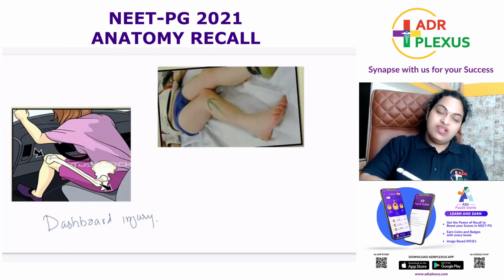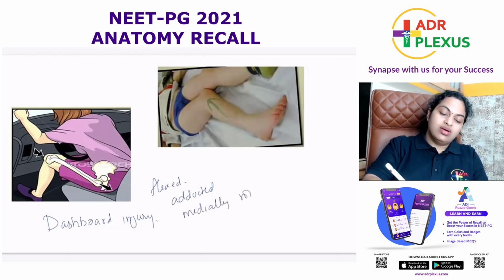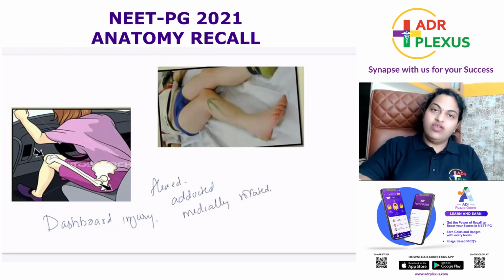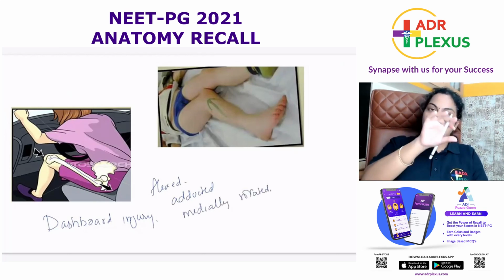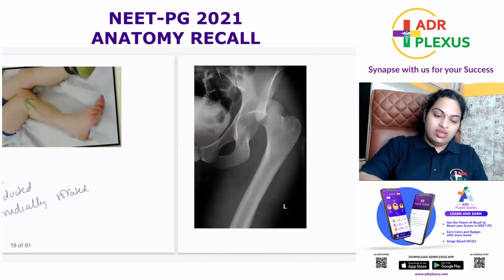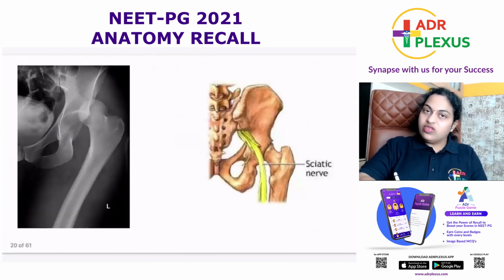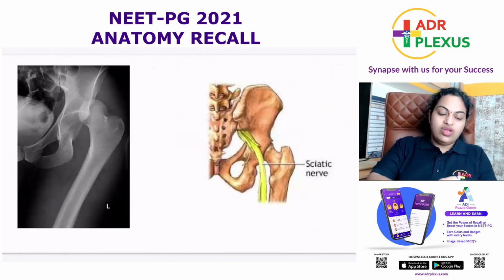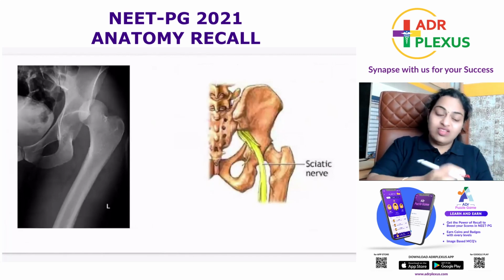You can see the hip is in flex position, adducted, and medially rotated. So what is happening here? Normally, the head of the femur is going to articulate with the acetabulum, okay, the socket. But in posterior dislocation, what is happening there? You can see the head dislocate out of position from its socket. Where is it going to lie? In the gluteal region.